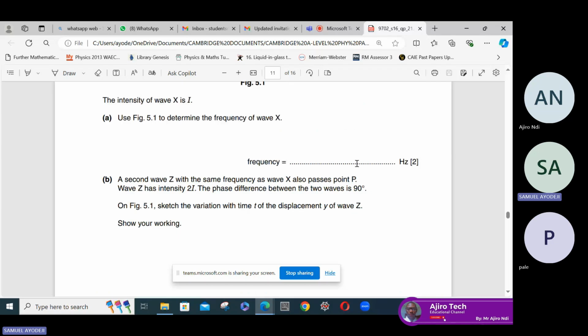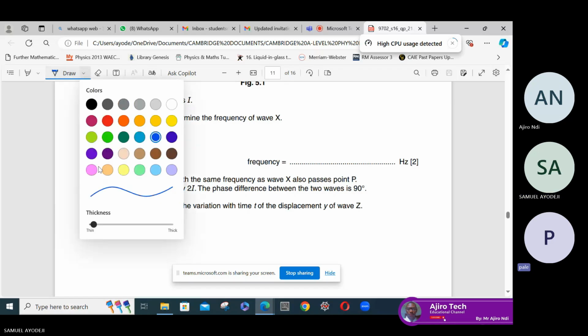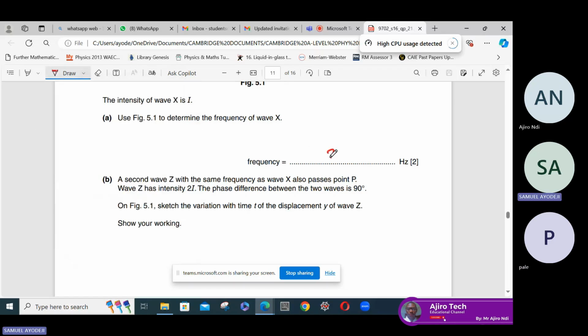The question says the second wave has the same frequency. What did you get as frequency here? Tell me first, it might be needed. So I got 250. 250 hertz, okay, fine. Now the second one.